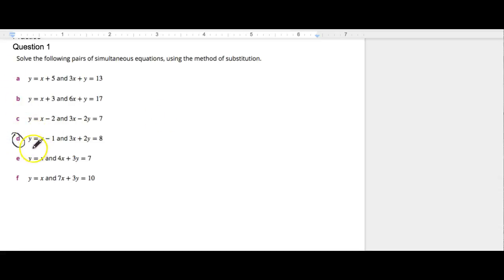Now, the good thing about these two equations is we have this y equals part. When you're doing substitution, you either need y equals or x equals. So I'm going to just rewrite the equations here. We have y equals x minus 1 and 3x plus 2y equals 8.